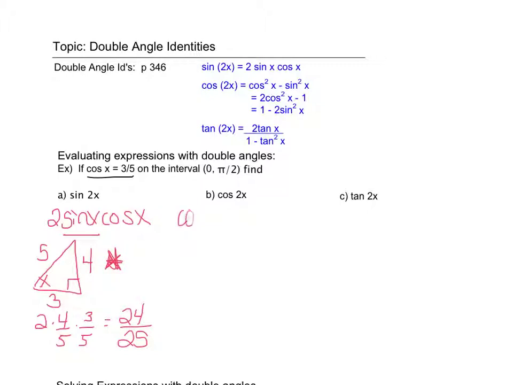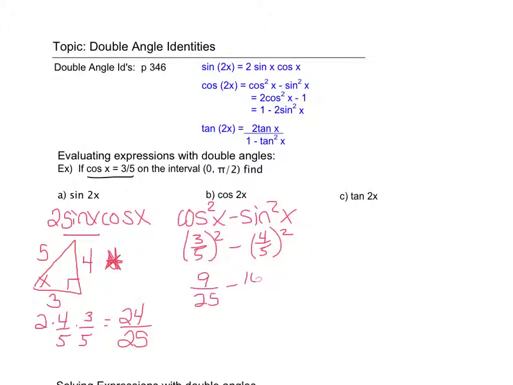and use the first one and say that cosine of 2x is cosine squared x minus sine squared x. Well, cosine of x is 3 over 5 squared minus sine of x, we've already seen that is 4 over 5, I'll square that as well, giving me 9/25 minus 16/25. I already have a common denominator, so I go ahead and subtract my numerators, and I get negative 7 over 25 for my value of cosine of 2x.